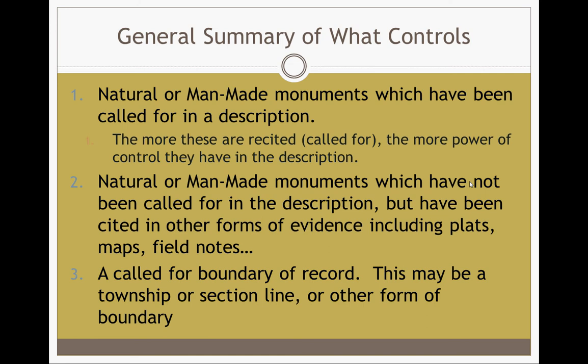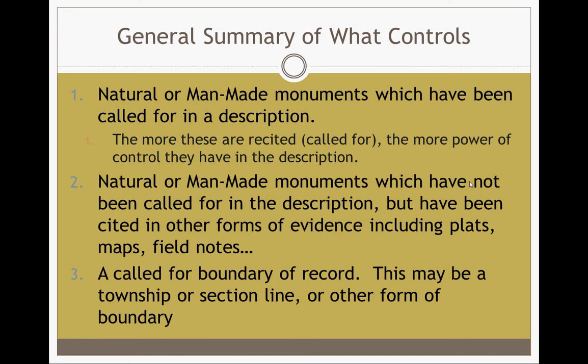The first control, a natural or man-made monument which has been called for in a description. Now remember, we talked about reciting it in a description. Remember that? The more these are recited or called for in a description, the more power they have as a control. If the southwest corner of the northeast quarter of Section 8 has been called for numerous times throughout the years, that's going to control more because it's been used numerous times and found numerous times by multiple surveyors. Notice that it's called for in a description. If it's not called for in a description, it doesn't classify here.